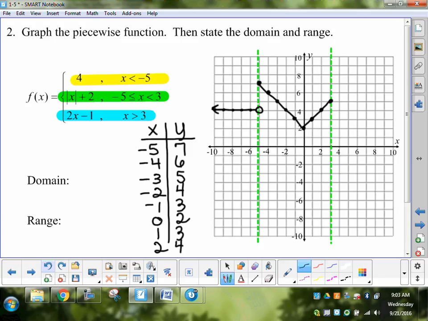Okay. What's wrong with what's up there? It had an open circle at 5. Oh. Not it? I would like it at 3. At 3. Yeah.